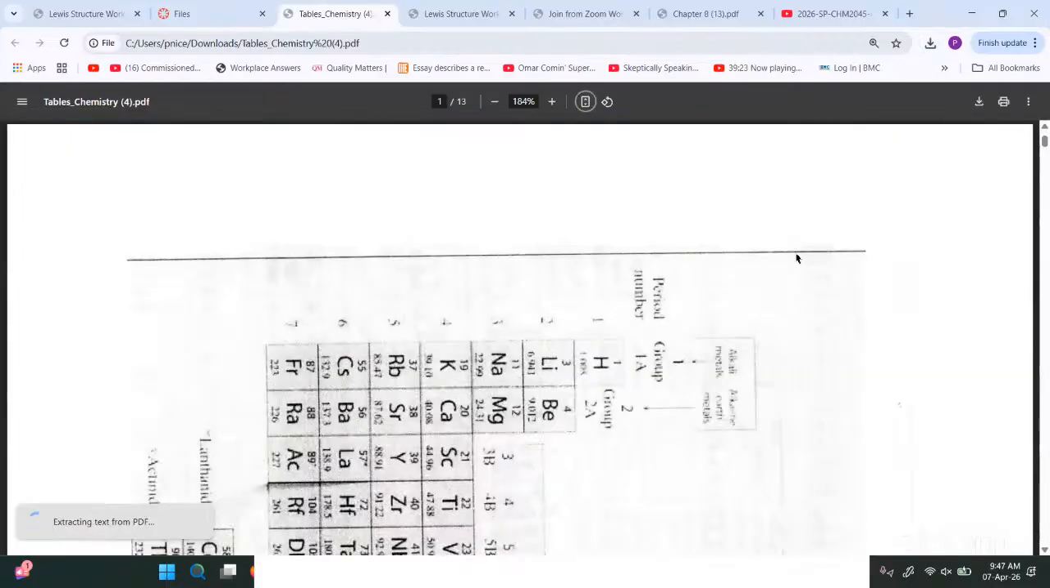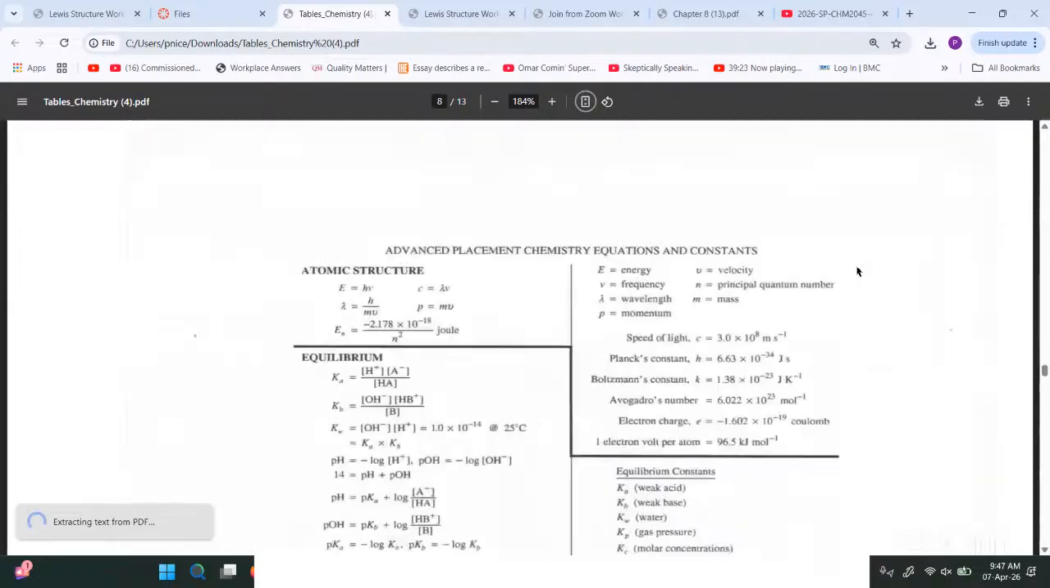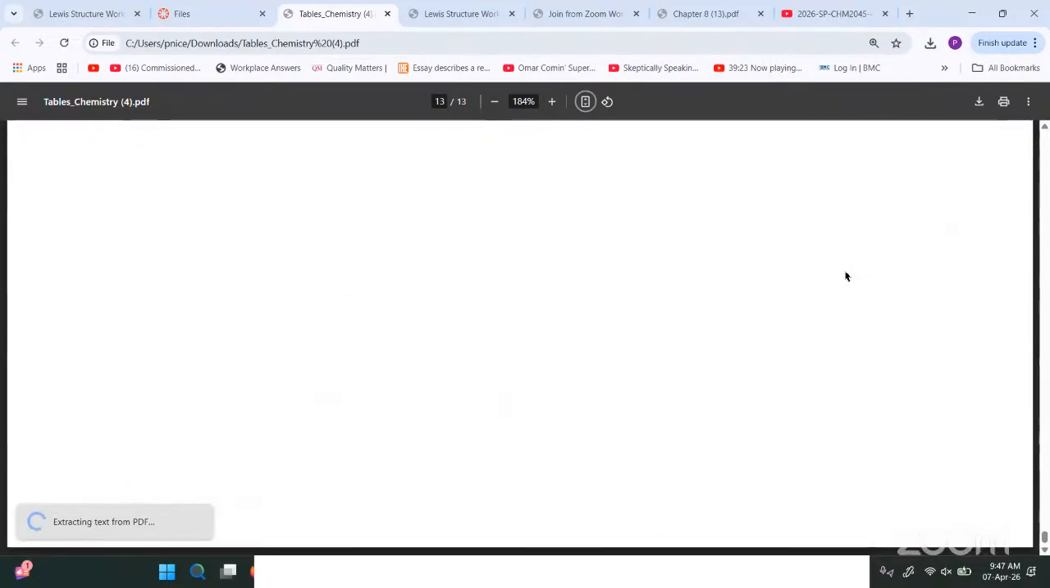Okay. I think it's the very last page, if I'm not mistaken. Yes, it's the last page.